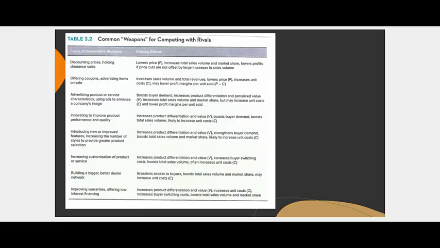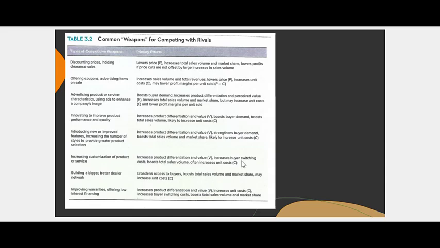Okay, the last of the toolbox, if you will, is, how do you deal with competition? And there, again, lots of research and the way that the market responds to certain things. And so this just gives you a little bit of an idea of some different strategies that you can use when you're competing with your rivals. So one is if you increase customization of product or service. So if you have shoes, maybe that you can get personalized. And so that increases that product differentiation, and the value tends to increase.